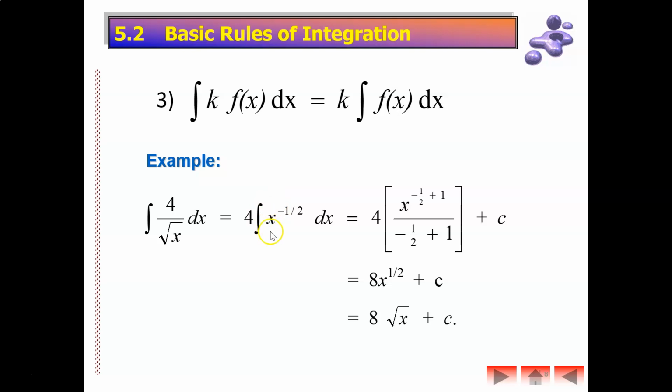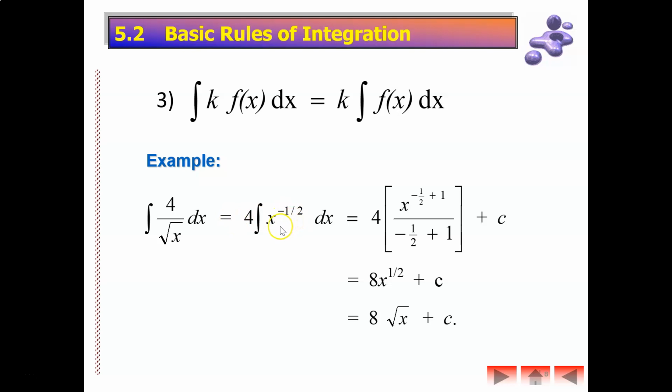So you put the 4 at the front, so the remaining will be the square root of x, which we can write as x to the power of negative 1 over 2. Why do you have negative? Because it is 1 over the square root of x. So when you have 1 over square root of x, there will be a negative: x to the power of negative 1 over 2 dx. So all you need to do is integrate this one. The 4 remains 4 at the outside.